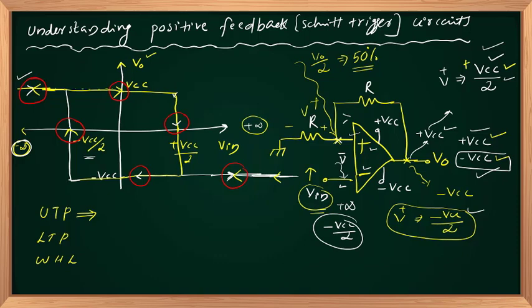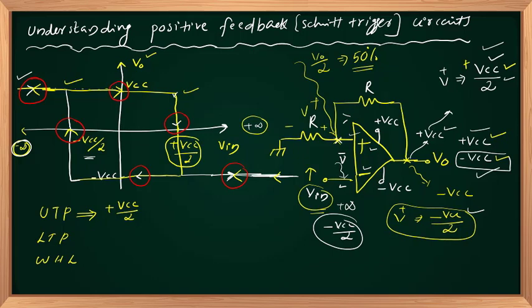One is from minus VCC to plus VCC here, and the other one is from plus VCC to minus VCC here. So the highest value of Vin is plus VCC by 2. So upper triggering point is the highest value of input voltage at which there exists a transition. The transition can be either from plus VCC to minus VCC or minus VCC to plus VCC. It doesn't matter while evaluating UTP.